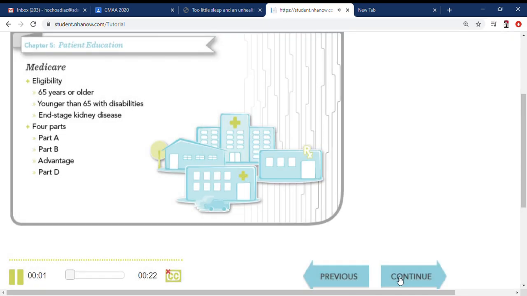Medicare provides health insurance to people 65 years of age or older, people younger than 65 with certain disabilities, and all people who have end-stage kidney disease. Medicare has the following 4 parts: Medicare Part A, Medicare Part B, Medicare Advantage, and Medicare Part D.